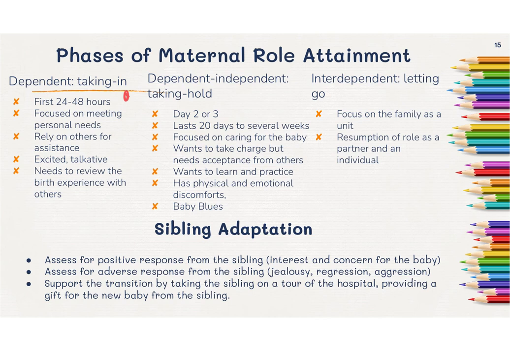The dependent independent phase goes after that, so 2 to 3 days, and it can last a little bit of time, right? They're focused on learning how to take care of their baby. They can have some baby blues and have some hormonal shifts there. And then finally we get to the letting go phase when the patient is able to focus on their family as a whole and as a unit. Siblings, assuming there are siblings, they kind of go through their own attachment as well and their own adapting to having this new baby in their new family.